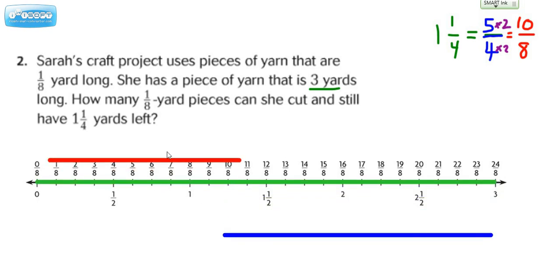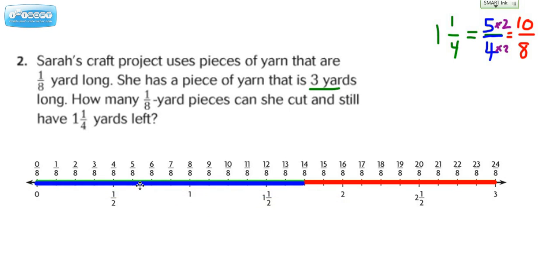And keep in mind, if we want to move this over here to make it easier to count, let's move it over here. So that's still the same thing. It's still 10/8. And let's move this over here so we can actually use the number line to see what this value is. So the value that we are using is 14/8.